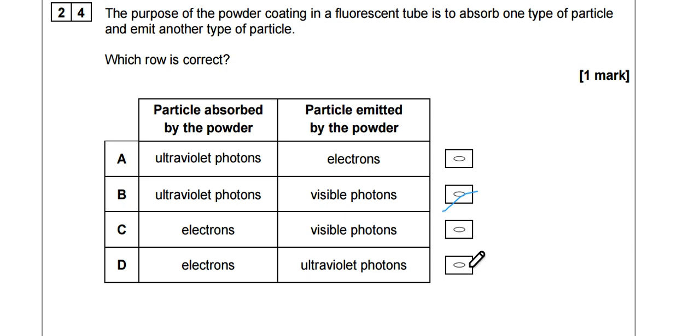The purpose of the powder coating in a fluorescent tube is to absorb one type of radiation and emit another. Which type will be absorbed? It will be the UV, and what will be emitted will be the visible.